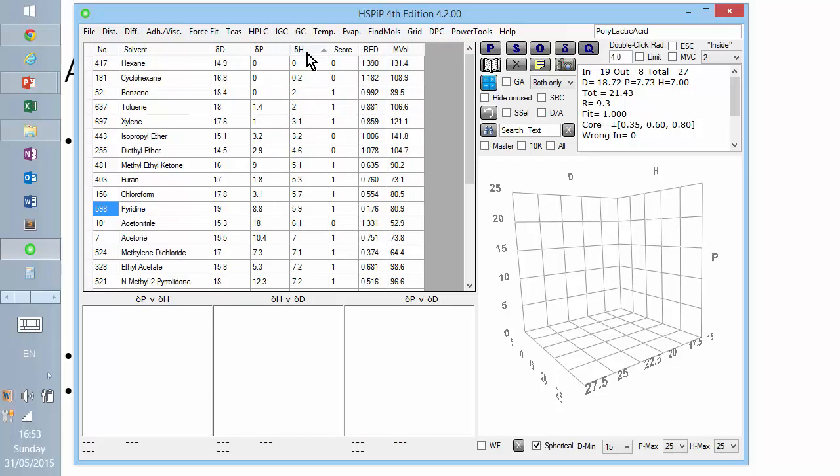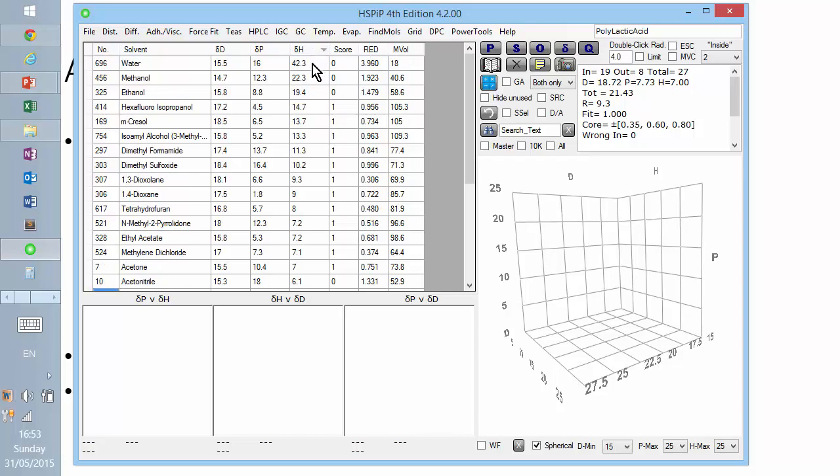Then we have dH, the hydrogen bonding. Hexane has none of it. At the other extreme we have water, which is full of hydrogen bonding. Methanol, not surprisingly, and then ethanol's hydrogen bonding is rather less than methanol, simply because it's diluted by the extra CH2 group, which distinguishes ethanol from methanol.